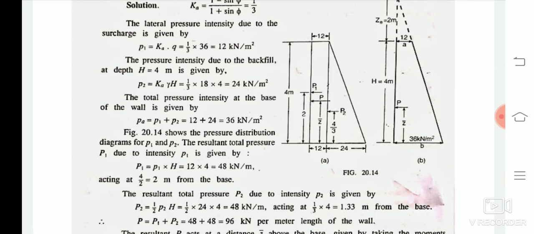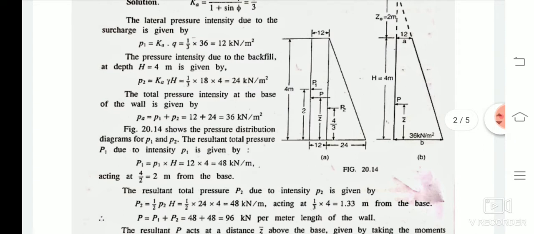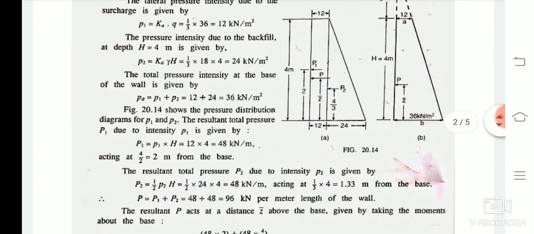But where will the pressure be acting? As this is a rectangular intensity diagram, the center of the pressure will be acting at half from the base, that is 4 by 2, 2 meter from the base of the wall. The resultant total pressure for P2 is given by half of P2 into H, that is half of 24 into 4, that is 48 kilonewton per meter, and it is acting at 1/3 of the distance, that is 1/3 of 4, 1.33 meter from the base.